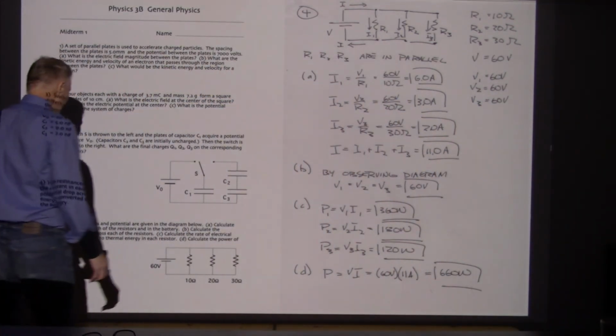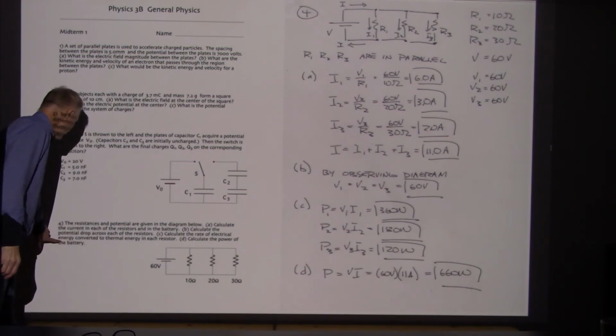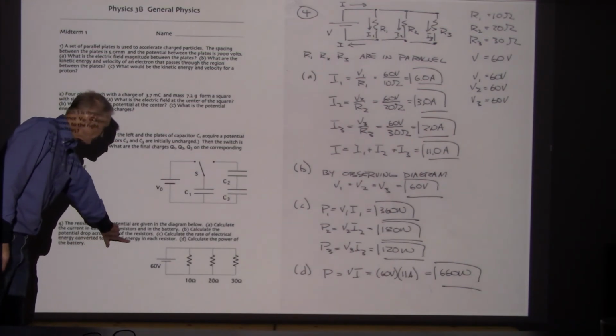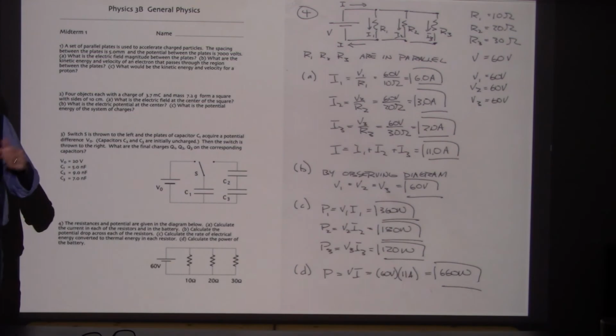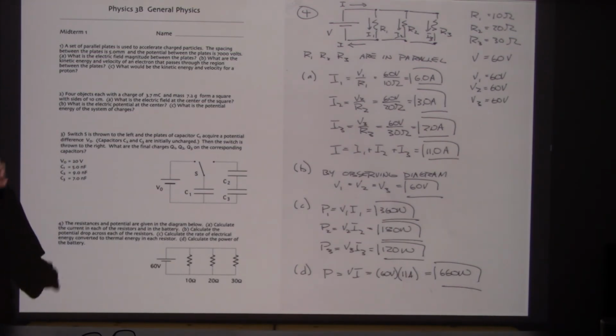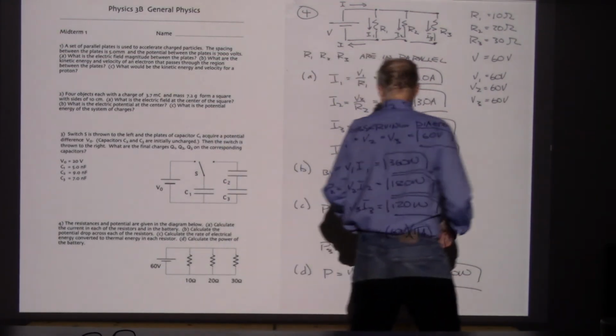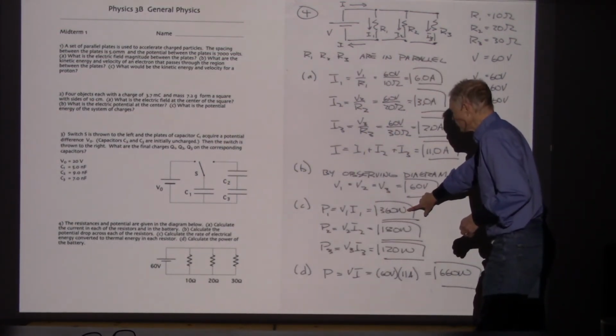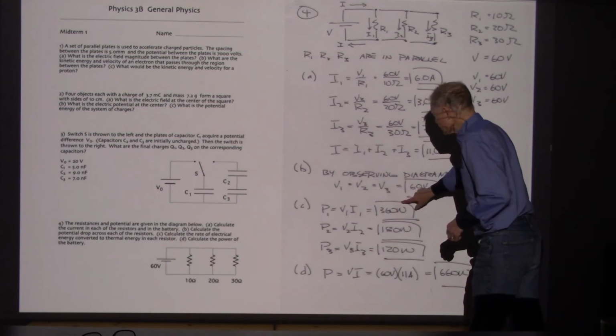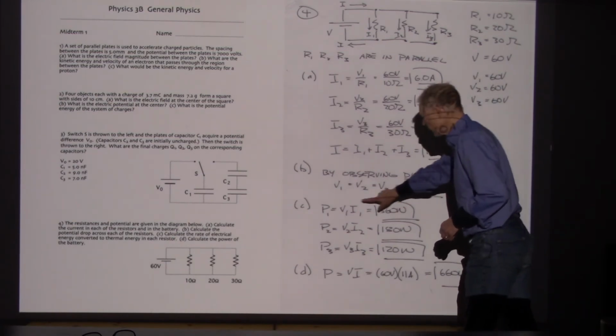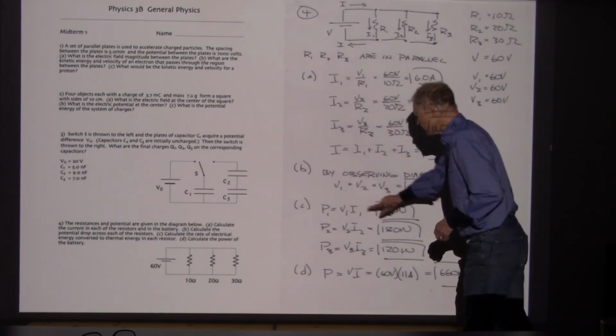Part C says calculate the rate of electric energy being converted to thermal energy. Now, energy would be in joules, but an energy rate would be a power, and that would be in joules per second, which would be watts. So how many watts is each resistor? So resistor 1 is generating thermal energy at 360 joules per second. And I've got that by taking V1 times I1.